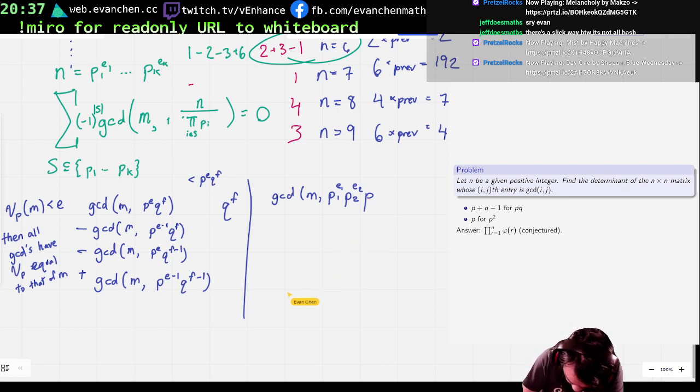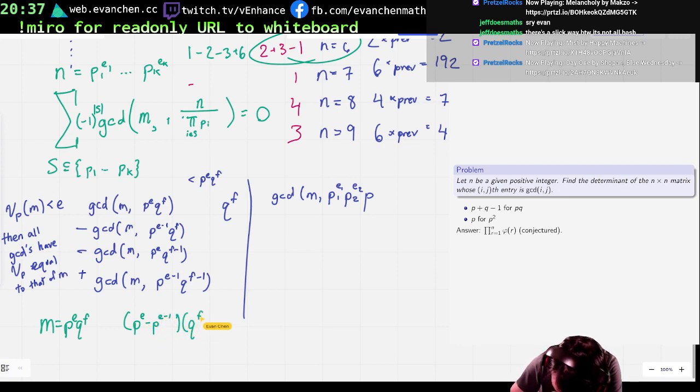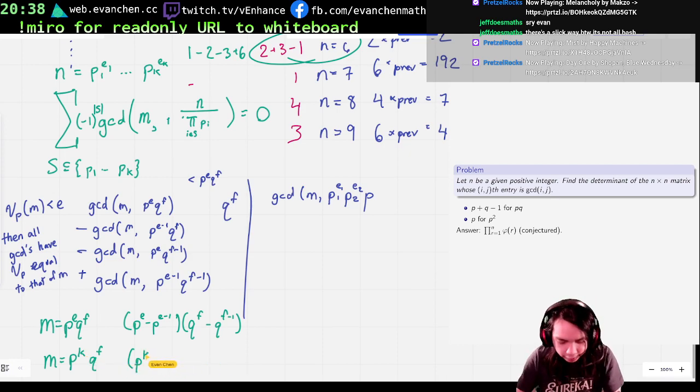Okay, but when m is equal to p to the e q to the f, everything factors, right? Like p to the e minus p to the e minus 1, q to the f minus q to the f minus 1. It's exactly equal to this, which is what we expect to happen. Wait, that's just it, right? If m is like p to the e minus 1, q to the f, then this is exactly p to the, well, let me call it k. Okay, that's just it. We're done here. We're done!